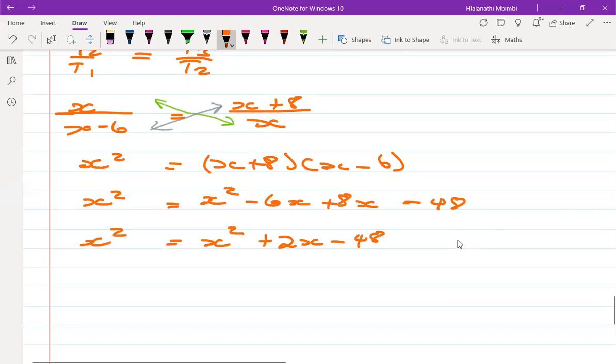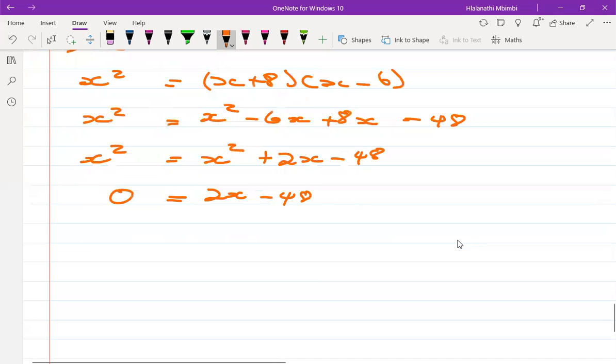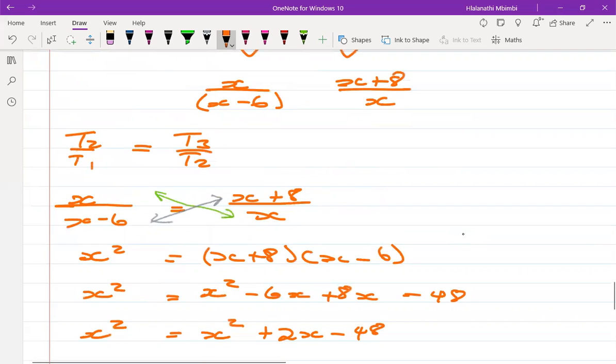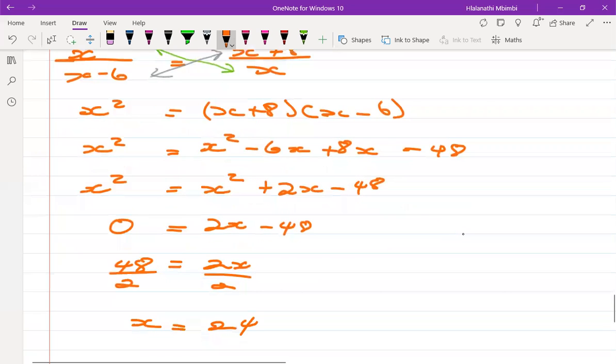If I take this x squared to the other side, I would be getting rid of the x squareds. The algebra needs to be hard, guys, here. It needs to be proper. Then you would have 48 is equal to 2x. Then you just have to divide by 2, and your x would be what? 24. Okay, so I just wanted you to find x, so x would be 24. And that's it for the geometric series.